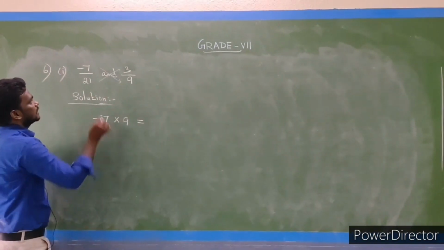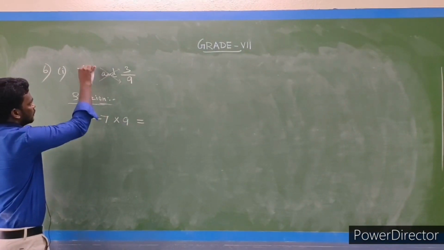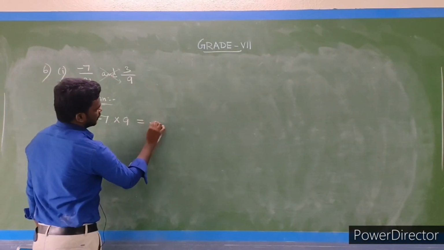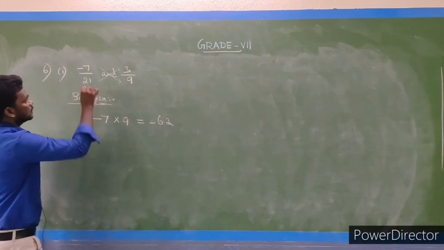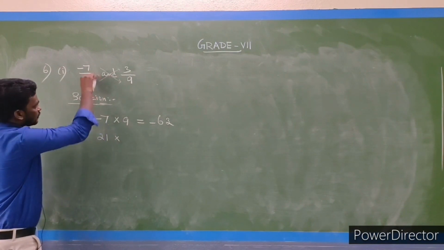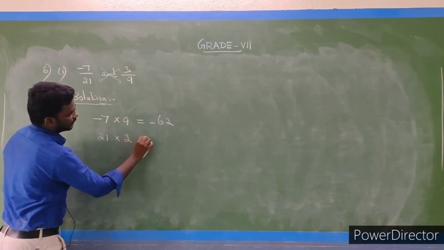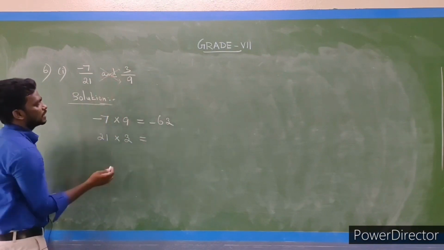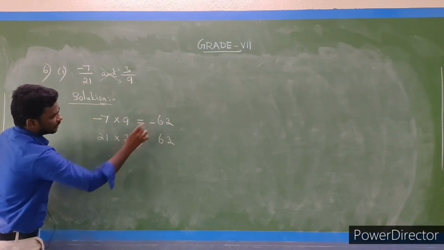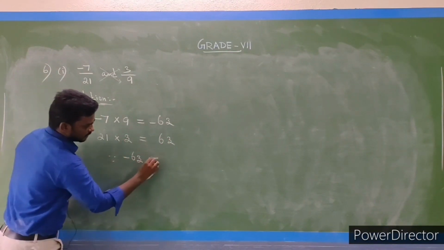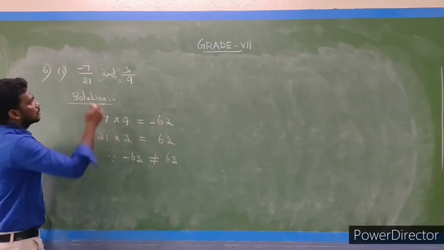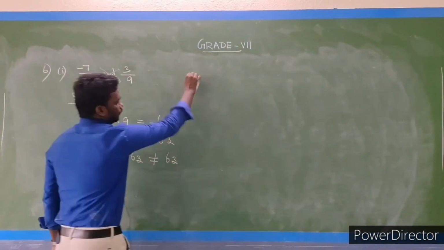Cross multiplication means multiplication of the numerator of the first number and the denominator of the second number. 7 9s are 63, so minus 63. Next, the denominator of the first number and the numerator of the second number. That means we cross multiply the two numbers. So 21 into 3 is 63. Since we know minus 63 is not equal to 63, minus 63 and 63 are not the same. So these two rational numbers are not the same rational numbers.